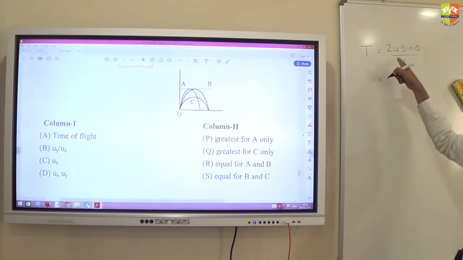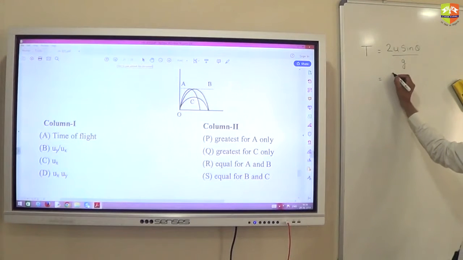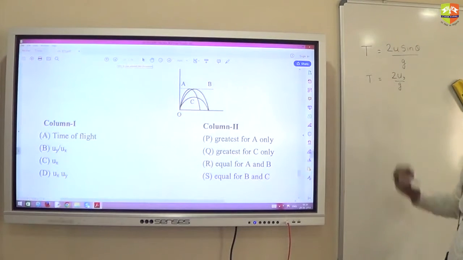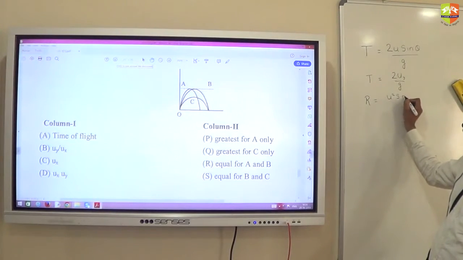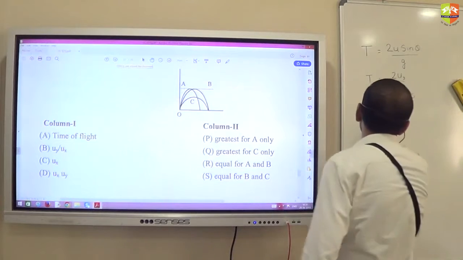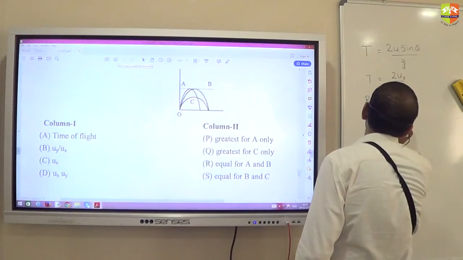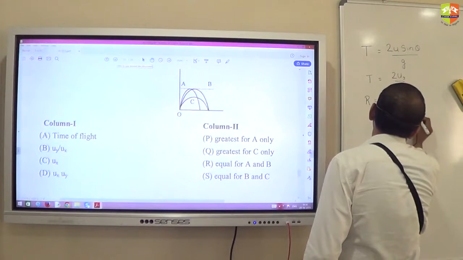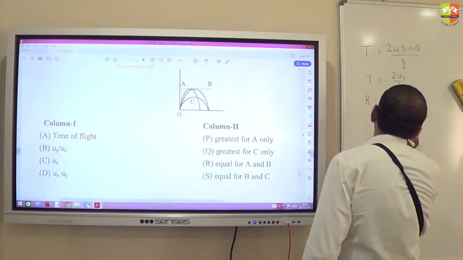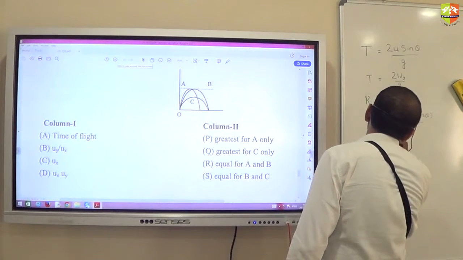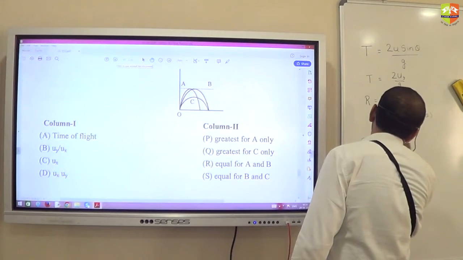Now, how can you write in terms of UX or UY? Time of flight is 2 times UY divided by g. Yes or no? And range is what? Range is u squared sine 2 theta by g. So range I can write as u sine theta into u cos theta into 2 divided by g. So I can write range as 2 times UX UY divided by g.